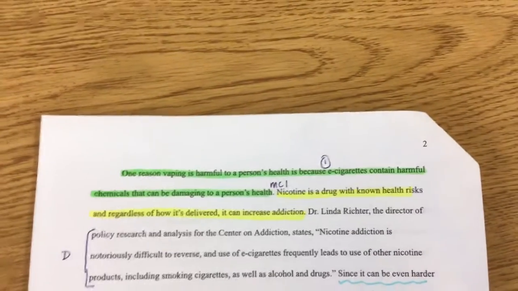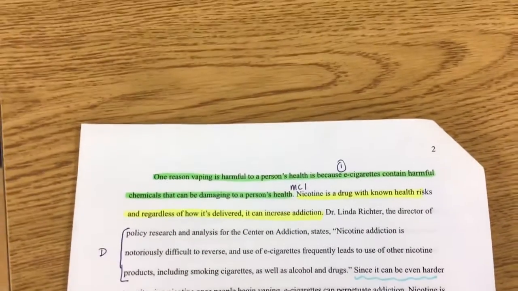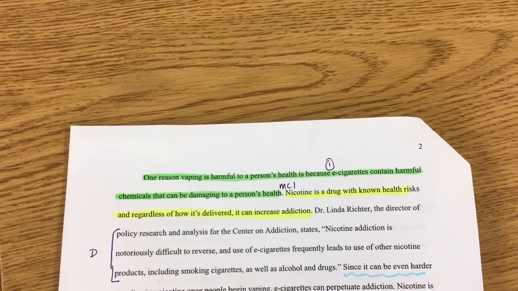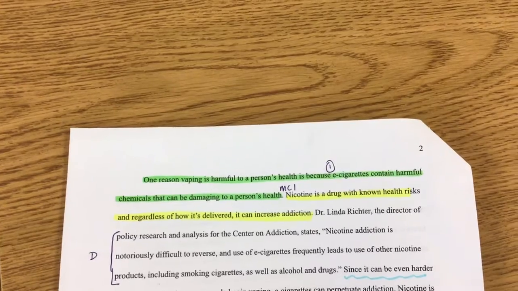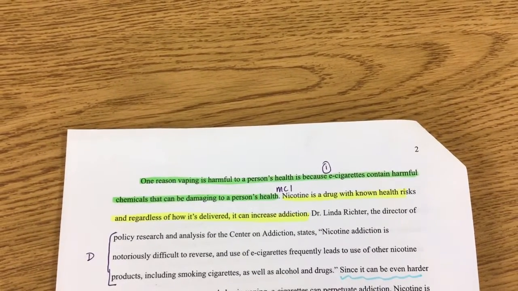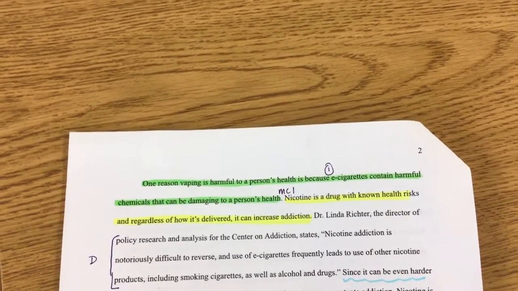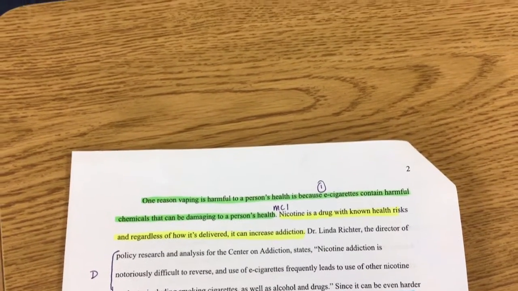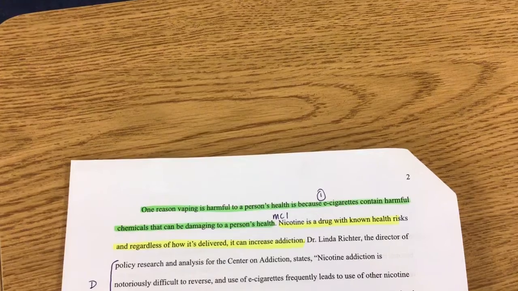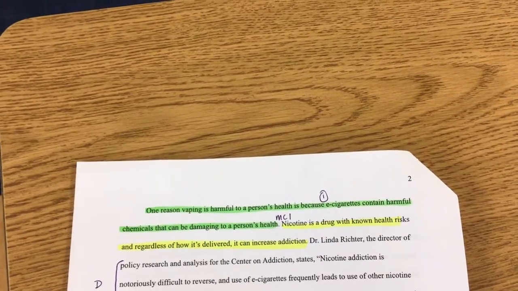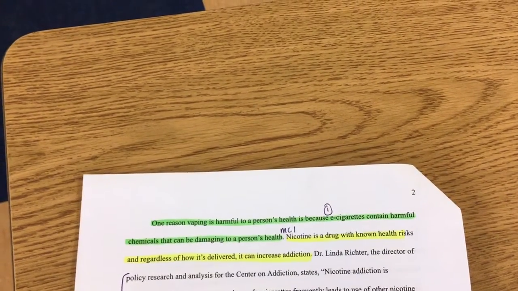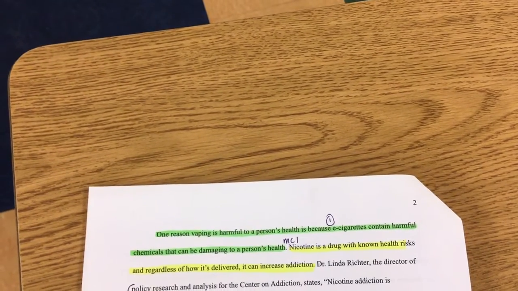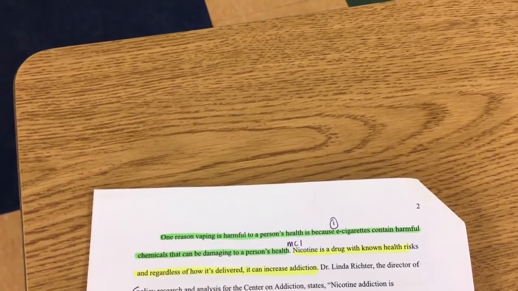And if you'll notice what I have highlighted in green, that's what this student has as their topic sentence for their first confirmation point. One reason vaping is harmful to a person's health, that's their central claim, is because e-cigarettes contain harmful chemicals that can be damaging to a person's health. Okay? And so that's what they're going to prove. And basically, in order to prove that, they are going to have 2 mini claims.